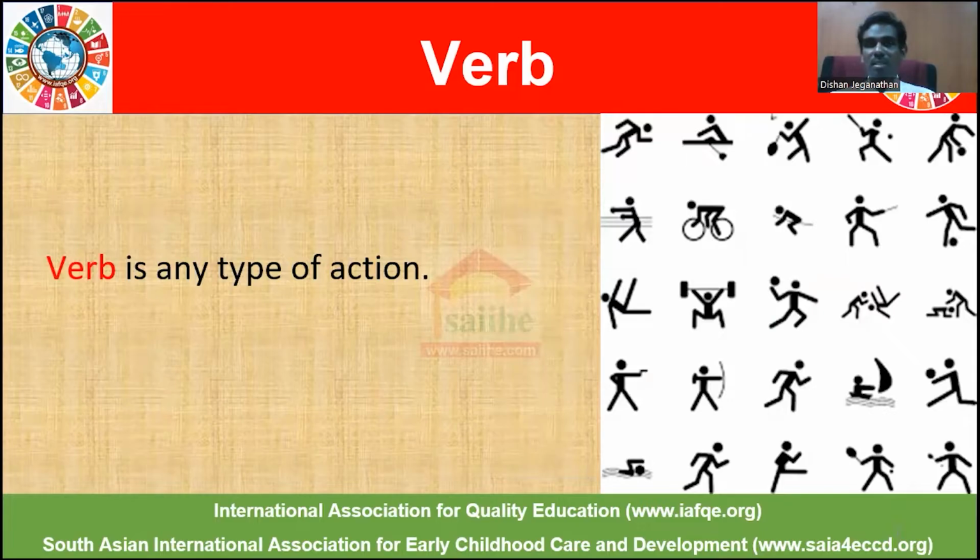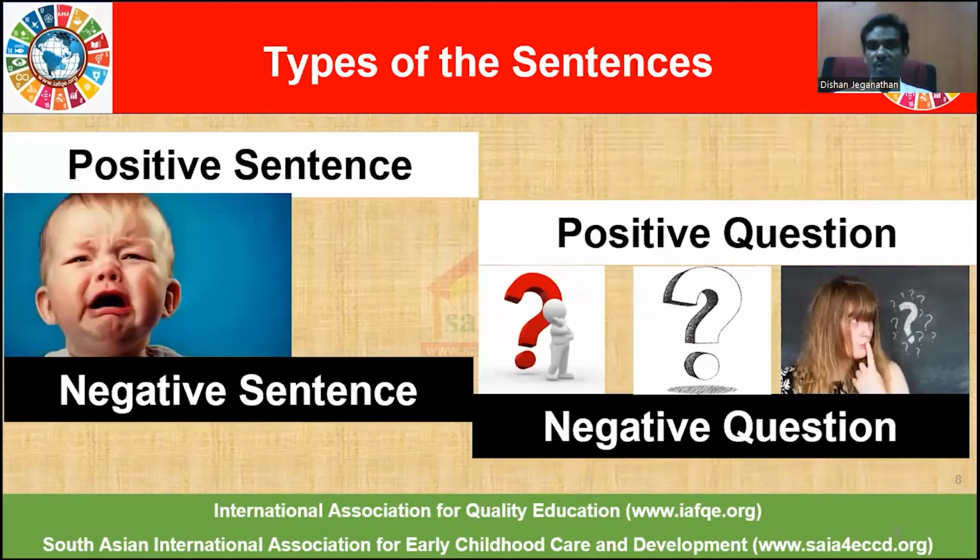Now let's see what a verb is. A verb is any kind of action that we do. It may be running, jumping, sleeping, reading, talking, and so on and so forth. Types of sentences. The sentences can be classified under 4 categories, which are positive sentence, negative sentence, positive questions, and negative questions. Now we look into each of these types.